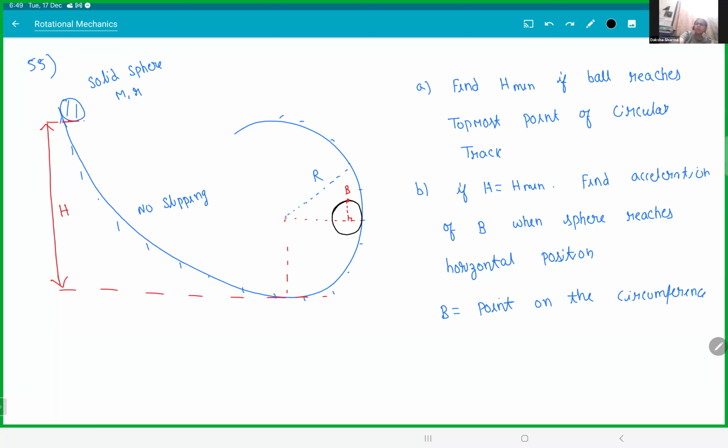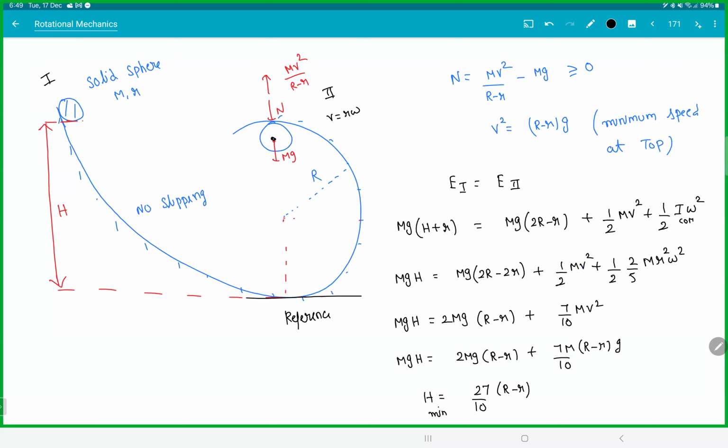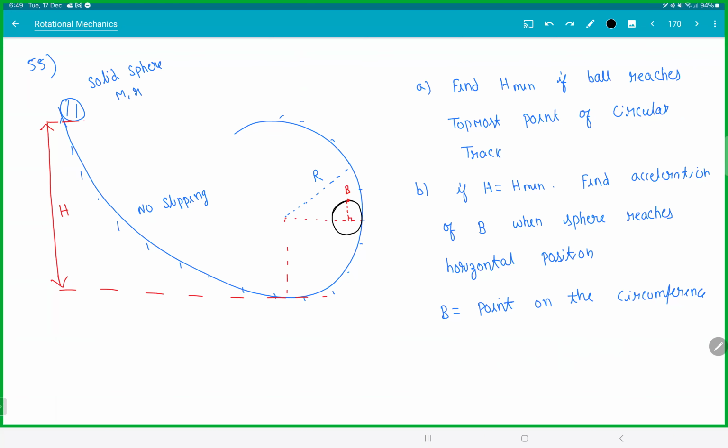So could you show the solution for the A part? That has nothing to do with the B part actually. Okay, sir. Did anyone figure out what's happening?